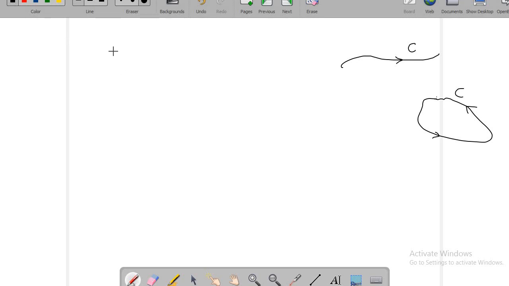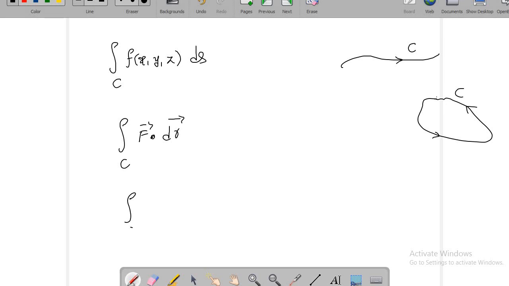So now you will be asked to integrate some function that may be a scalar function or a vector function, f of x, y, z into ds, and integral along C, f bar into ds also can be asked, but mostly this is what you'll find, f bar into dr bar. Sometimes you may have this f bar dot product with n cap into ds.